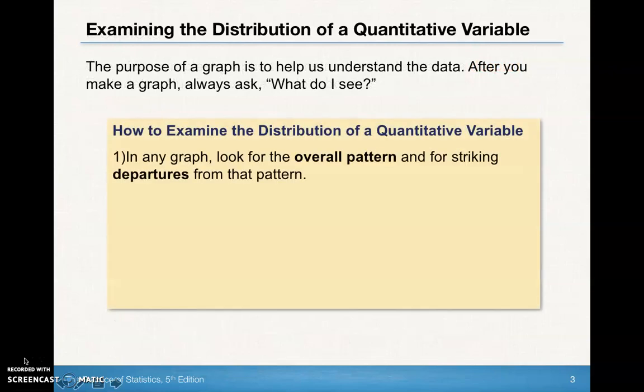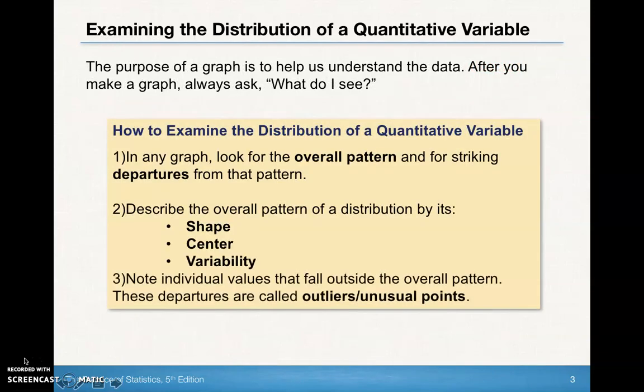So if we want to look at the distribution of any type of graph that we have, then you're going to look at the overall pattern, which could include the shape of the graph, where the center of the graph is, the variability, which we'll talk about in a minute, and any unusual points or outliers.